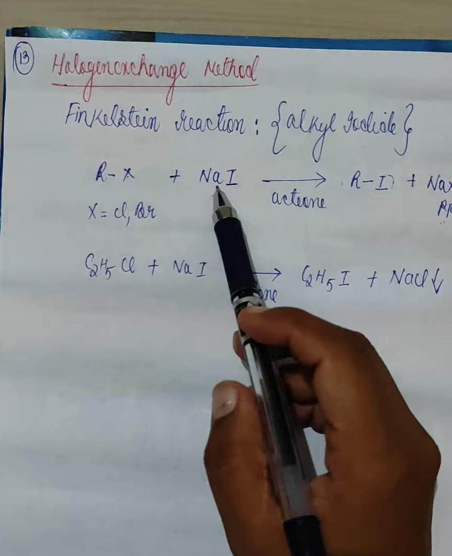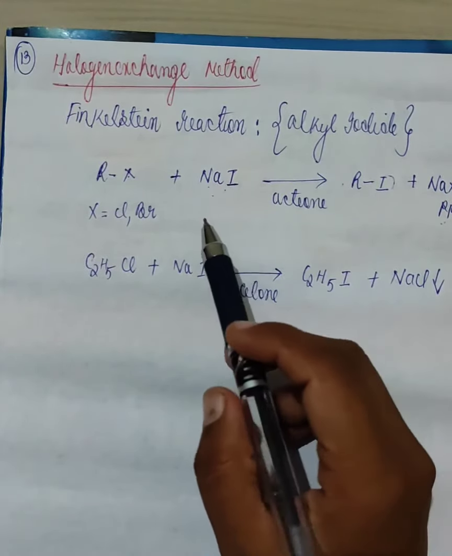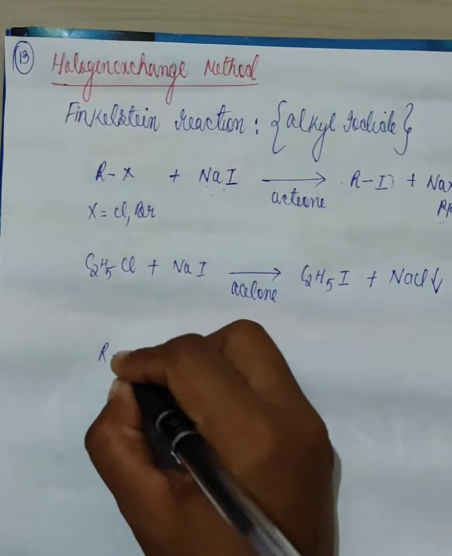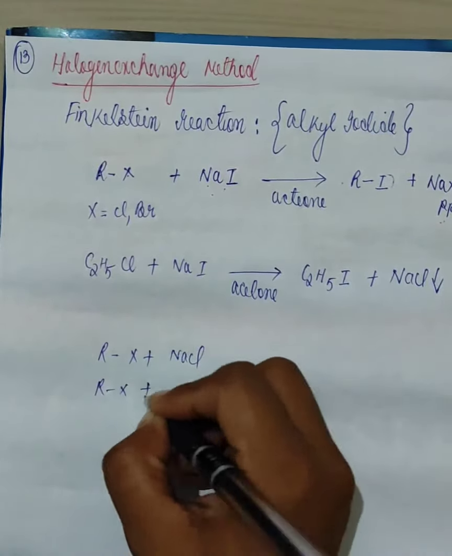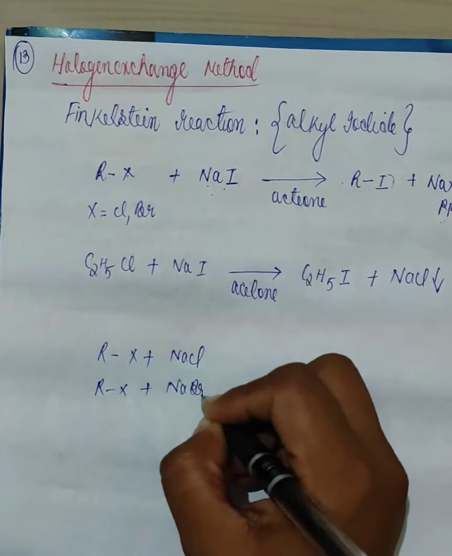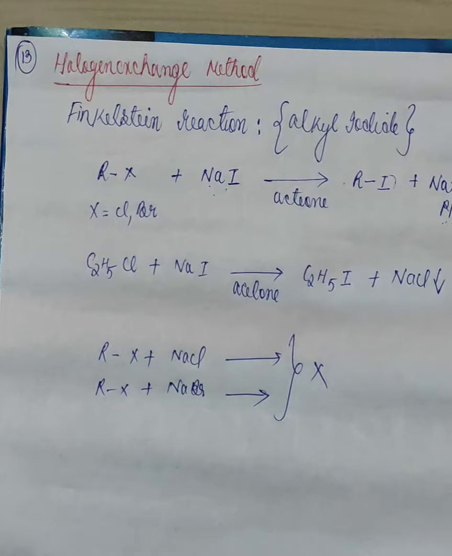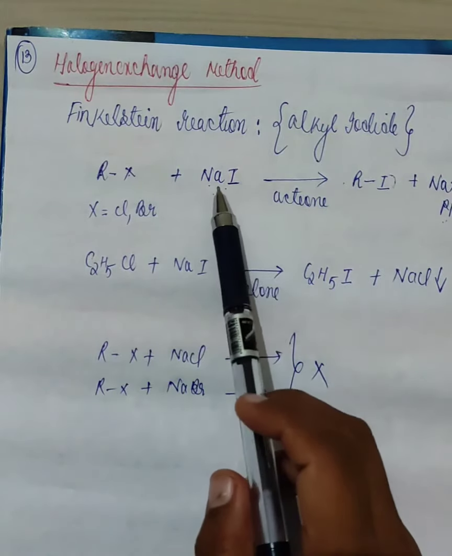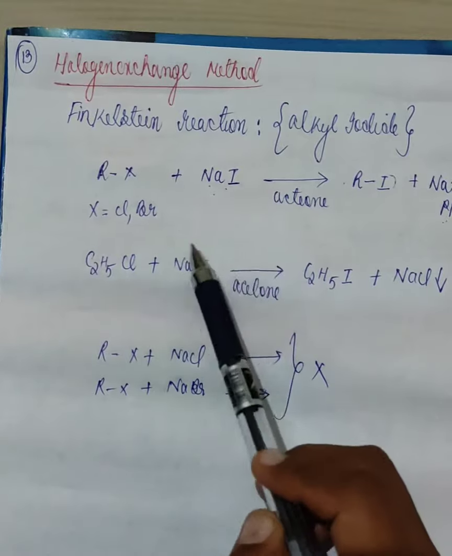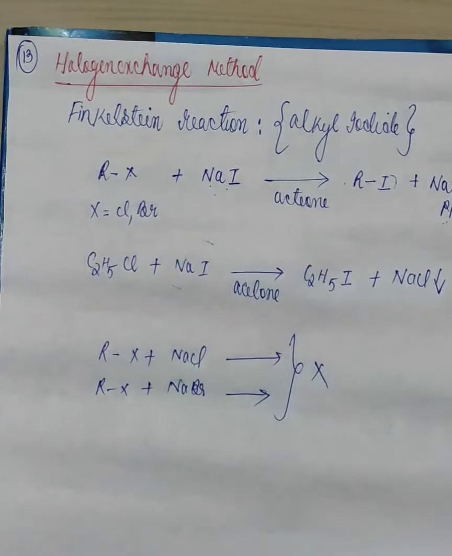Now here, instead of sodium iodide, if we have NaCl or NaBr in presence of acetone, no reaction is going to occur. This reaction is only possible in presence of sodium iodide, no other sodium halide.